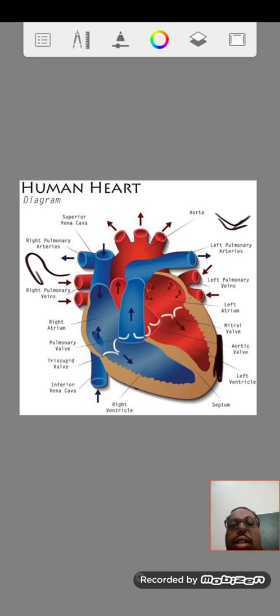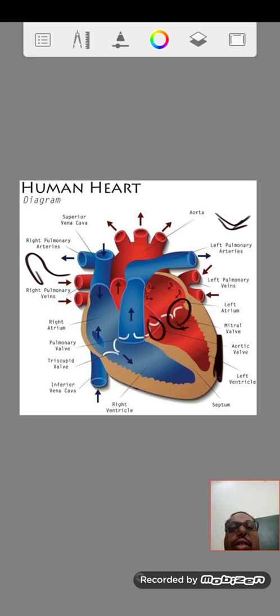And if you see another one, the left side, left atrium, left ventricle, right atrium, right ventricle, they are both working as chambers. Chambers means a closed area. And you can see here two white color structures like this.